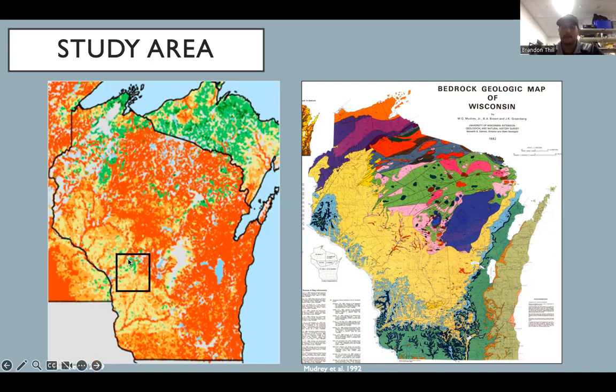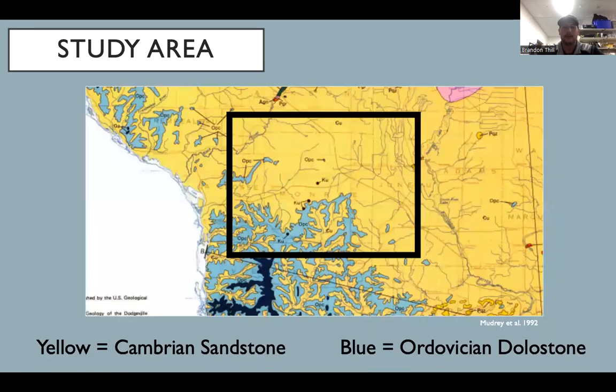Now, the map on the right is a bedrock geologic map of Wisconsin. And what it's doing is showing us the underlying bedrocks within the state. So zooming in on that map and our study area, the one thing that sticks out right away is this pretty clear divide between our yellow sandstone to the north and our blue dolostone to the south. And what we have observed is that our brook trout are more typically residing in that sandstone area, whereas the blue dolostone to the south is much more dominated by brown trout.